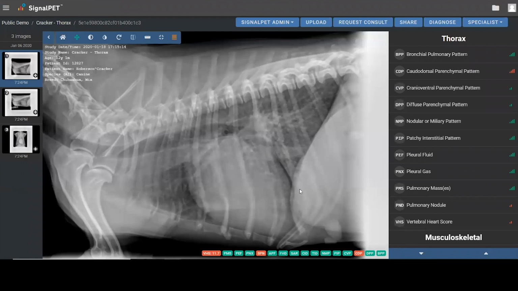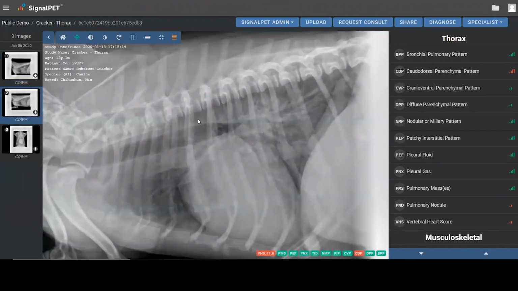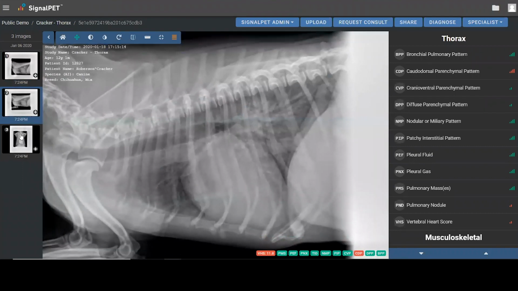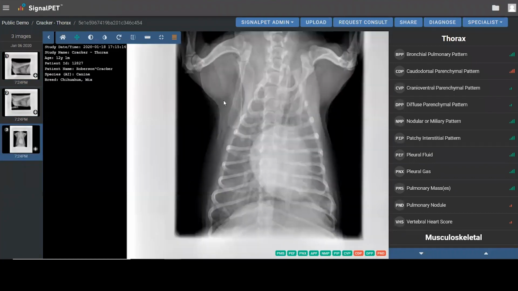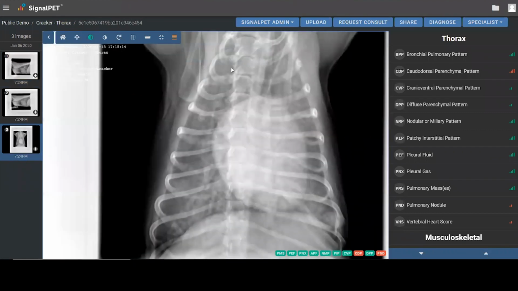When I see the lobar sign, I think alveolar, so I might call this an interstitial coalescent to alveolar pattern. Regardless, it's a caudodorsal parenchymal pattern, which was properly identified by SignalPET. The other opposite lateral projection was pretty similar. And when we look at our ventrodorsal projection, not only did it identify the caudodorsal parenchymal pattern, but it also identified a pulmonary nodule here.